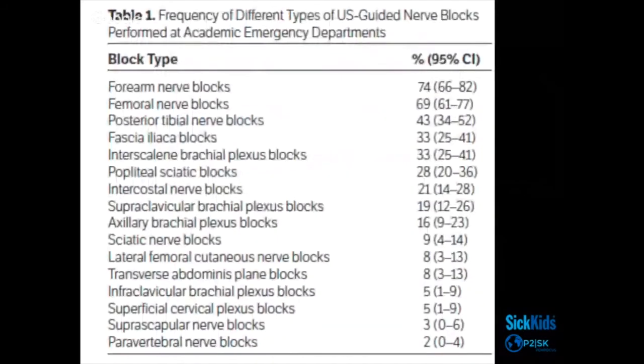And so for what do they use it? So they use it mainly for forearm and femoral nerve blocks, but also for a lot of other nerve blocks. And it goes down to paravertebral nerve blocks. So the point of this topic is not to go to these very fancy applications, but we're going to look at the ones that they use the most.